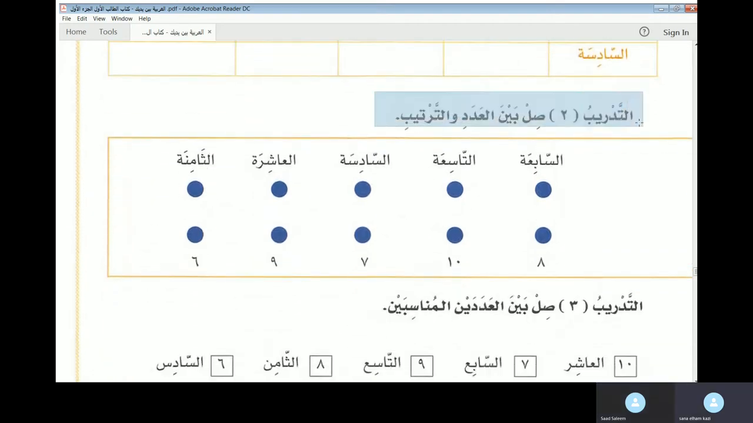Next, Tadribul Thani. Sil bain al adadi wa tartib: connect between the numbers and their position. Tartib is position. So I'll do the first three maybe. Asabia is the seventh position, which is the third one. Atasia, which is the ninth position, which is the fourth one. Asadisa, which is the sixth position, which is the last one.